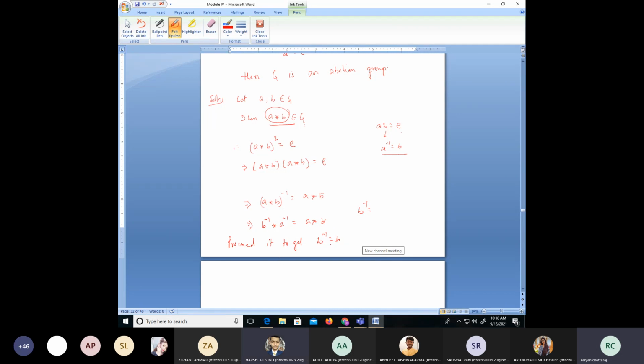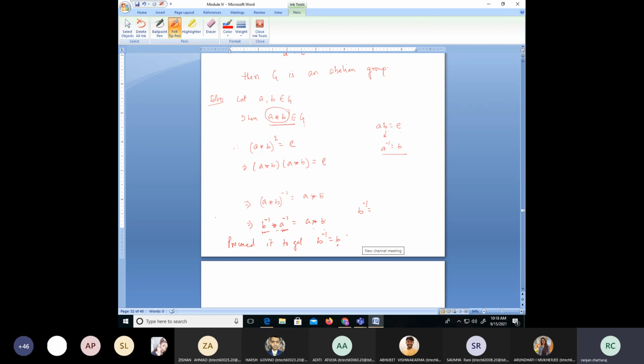B inverse equals B, that means what? A inverse is equal to A and B inverse equal to B. For any element, B inverse asterisk A inverse equals A star B. So in this place we should write B here, and in this place A here. So B asterisk A equals A asterisk B. That means it is abelian. So check this one. I am not going to prove it, as we have already proved the same problem.